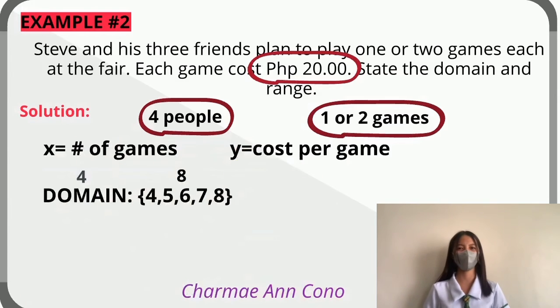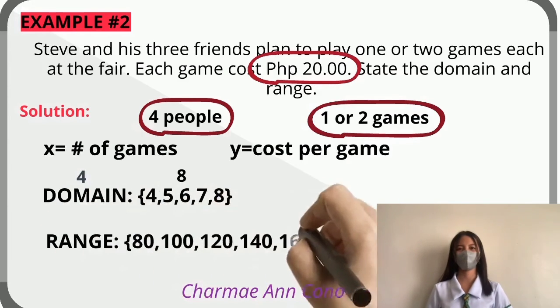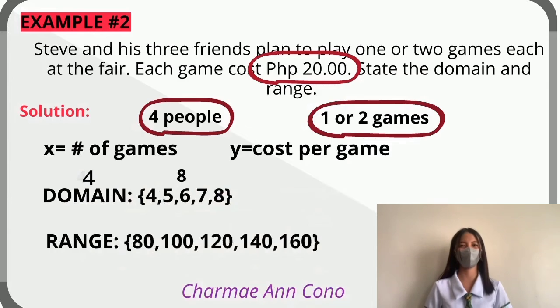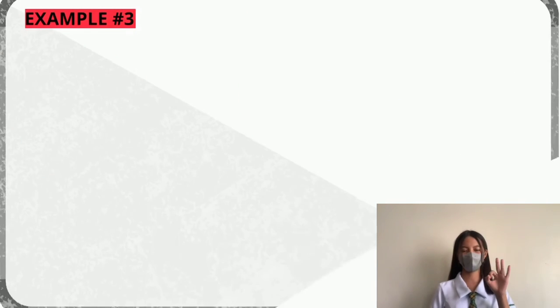In this problem, range is being represented by the cost. So if they play 4 games and they're paying 20 pesos per game, they are spending 80 pesos. And if they play 8 games, it will be 160. And since you listed out the domain as a set of numbers, your range will also be discrete and a set of numbers.